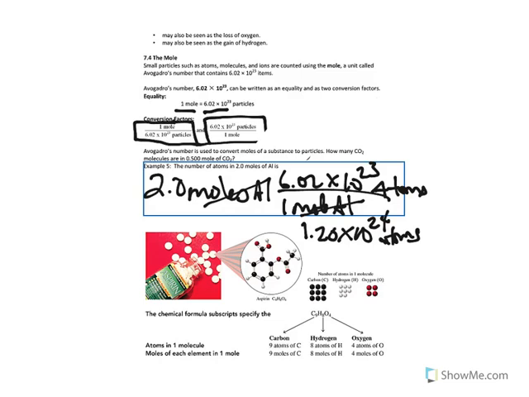Please be comfortable using your calculator and putting scientific notation in it. If you're not, please contact me immediately so we can talk about it. Okay? Let's take a look at something else.